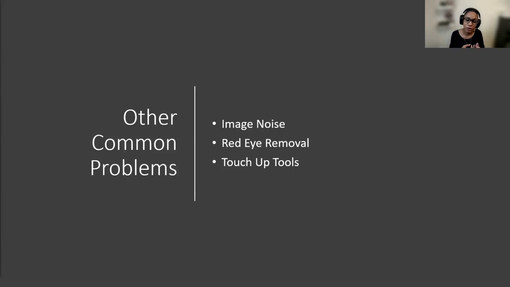And then there are also touch-up tools. So whenever there is a blemish on your subject's skin, or there's someone in the photo you don't want to be in the photo, but you don't want to necessarily crop them out, there are ways to kind of handle that with touch-up tools.